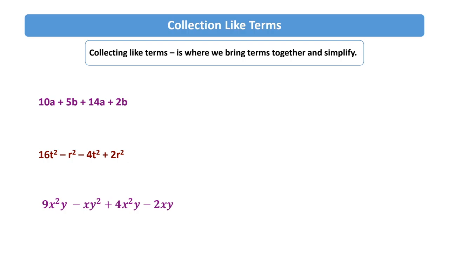So I'm looking for the terms. Each of these is called a term. I'm looking for the terms that have the exact same variable or letter and exponent. So this a and this a can be combined, and this b and this b can be combined. So I put one underline under my a's and then another one under my b's.